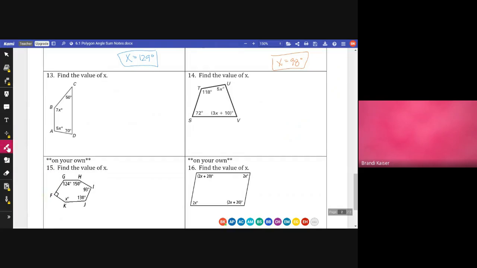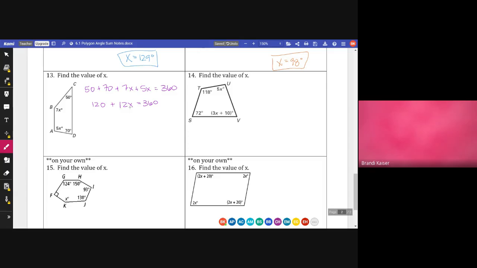And number 13, if I check, it's a four-sided shape, which means 360 is the total. So we need to combine our angles together. We're going to add 50 plus 70 plus 7x plus 5x, and that's going to equal 360. Now if I combine like terms, 50 plus 70 simplifies to 120, and 7x plus 5x becomes 12x. Now it's more of an algebra problem to solve.